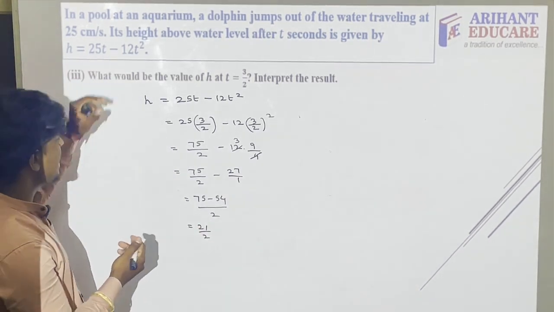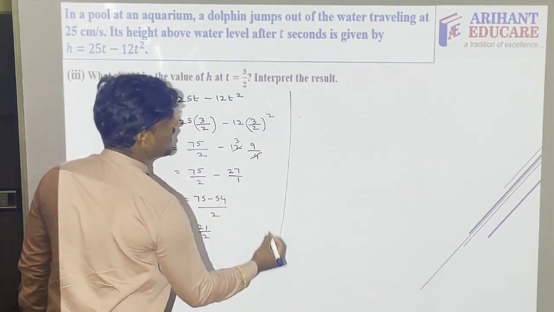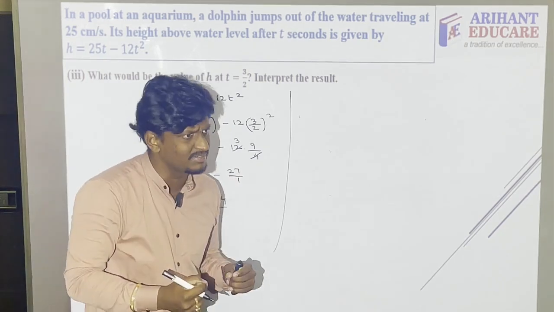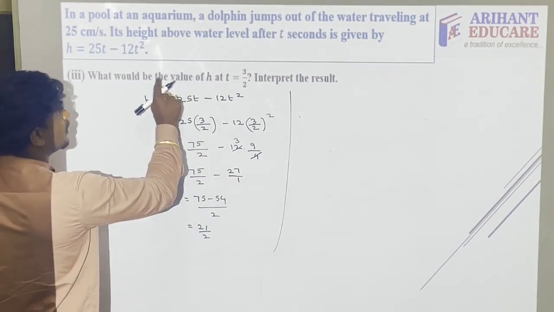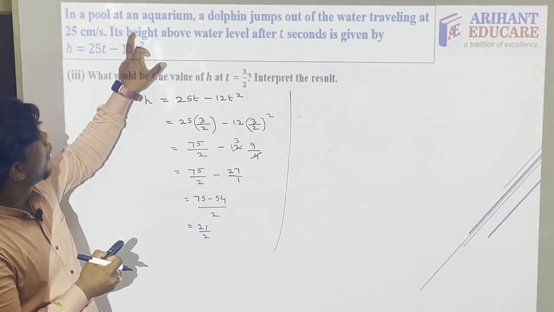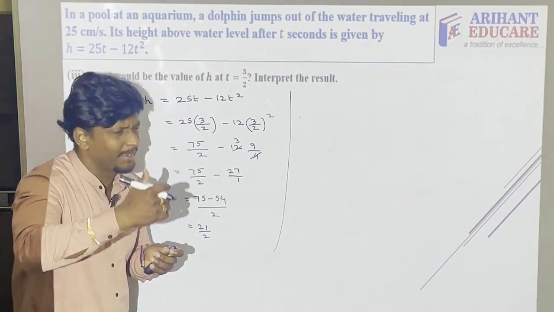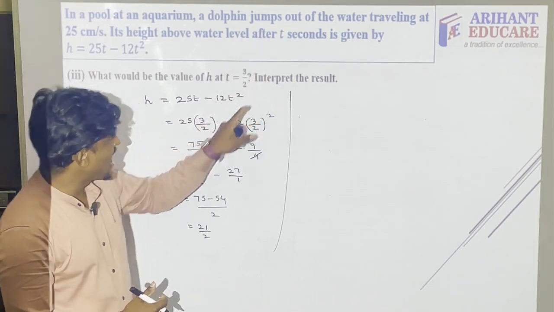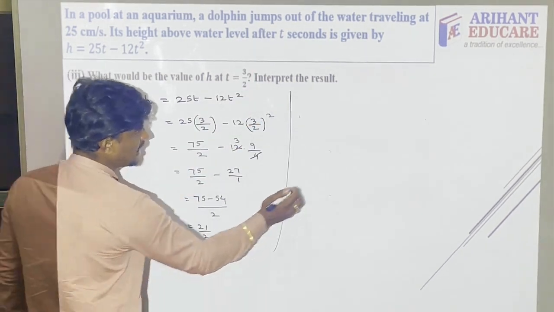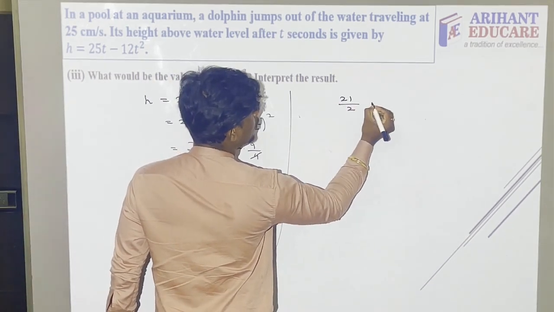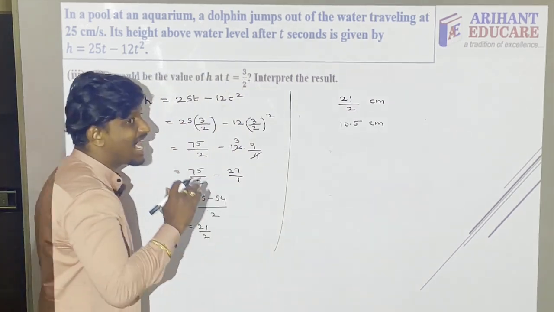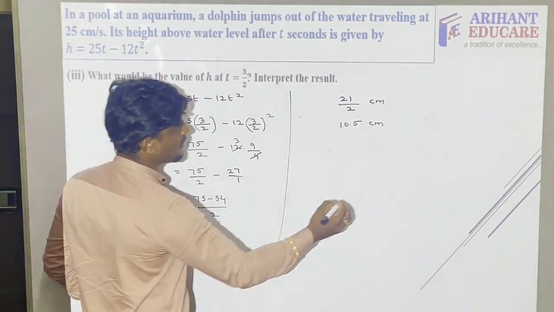What are we talking about? Height. So when they ask us to interpret the result, what does it mean? Say something about the result, understand what they are saying. They're going to say what will be the value of h, meaning height. So we're going to say the height of the dolphin jumping above the water level after 3 upon 2, meaning 1.5 seconds, is nothing but 21 upon 2 centimeter. In short, 10.5 centimeters after 1.5 seconds.